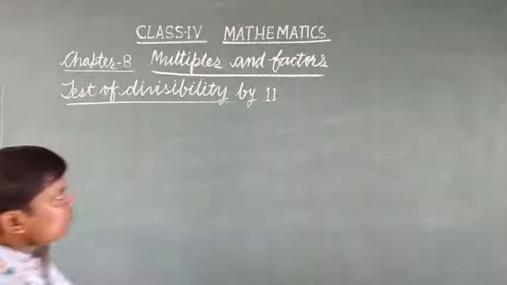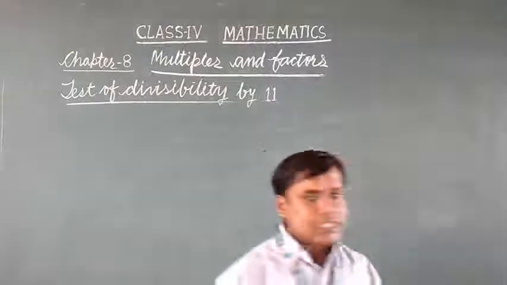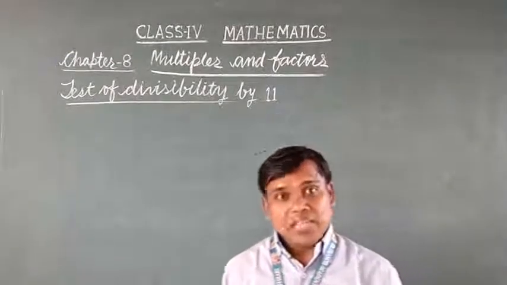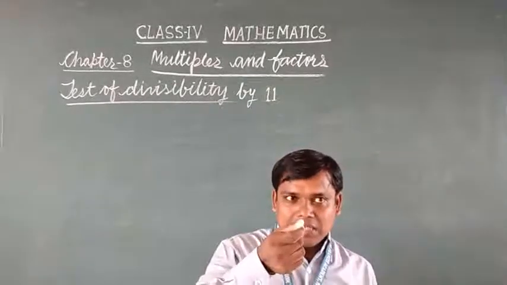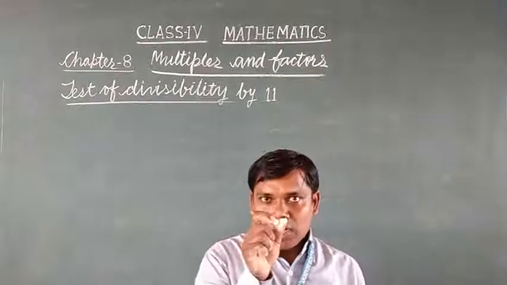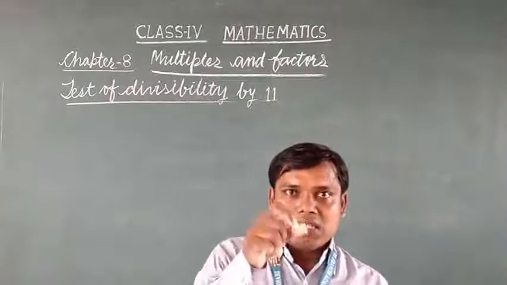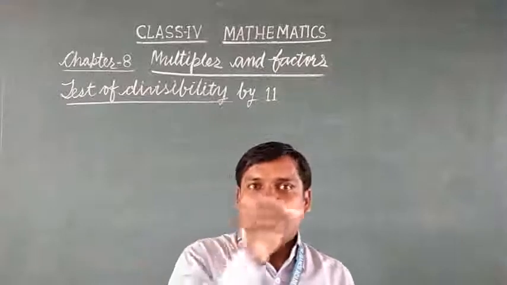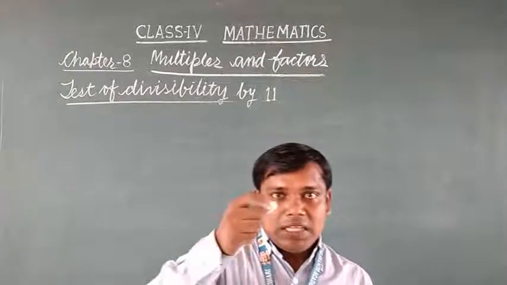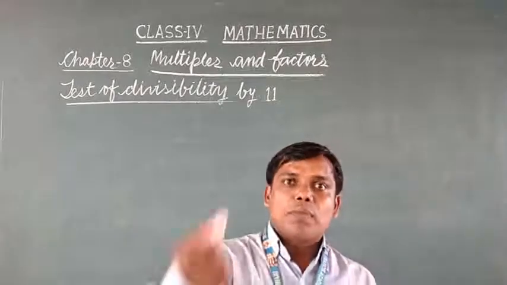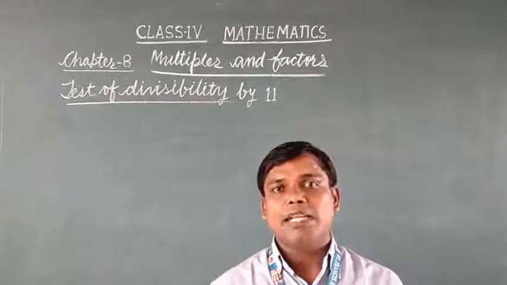Now test of divisibility by 11. If we are given a number and it is asked whether the number is divisible by 11 or not, first of all we will write the digits of odd places and even places. We will find the sum of the digits at odd places and even places, and then we will find the difference of them. If the difference is either 0 or 11 or a multiple of 11, then we can say that the number will be divisible by 11.